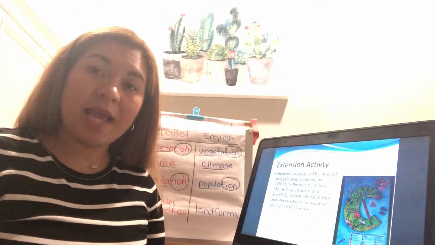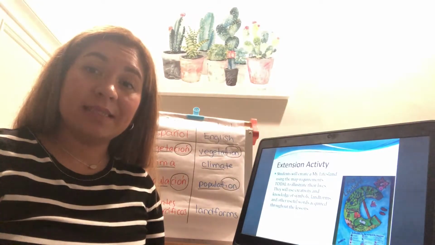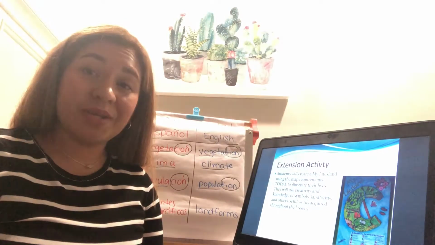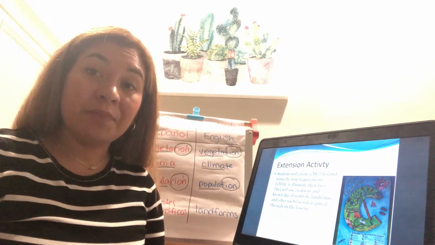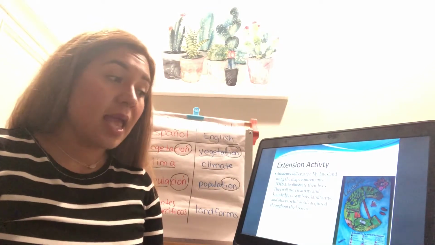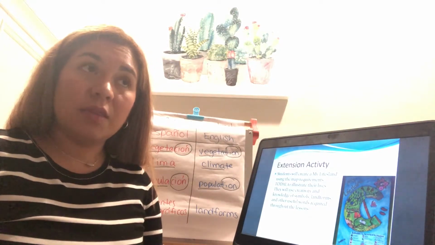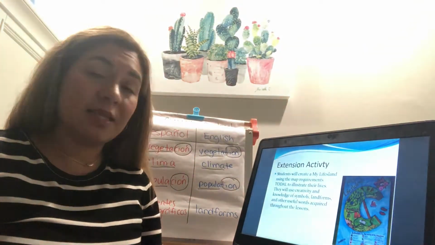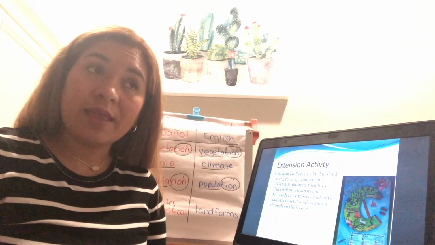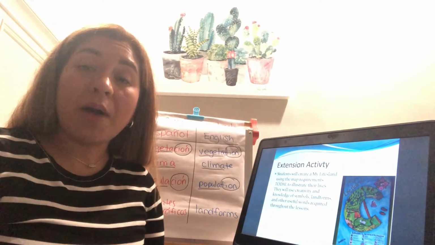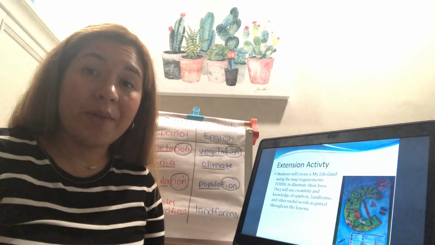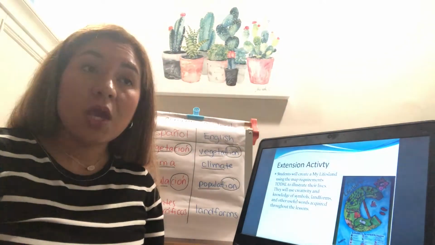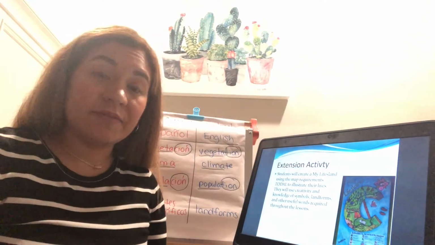As for an extension activity, I would have my students create a My Life's map using the map requirements that we've reviewed in the class to illustrate their lives. I think it would be a fun way of implementing what they've learned throughout the lesson, as well as using their creativity and knowledge of symbols, landforms, and other useful words that they've acquired. Just consider that this might compile into 2 lessons or even more, depending if I need to review anything because they're not comprehending, or depending on the length of time.